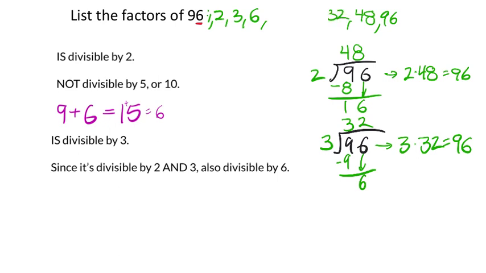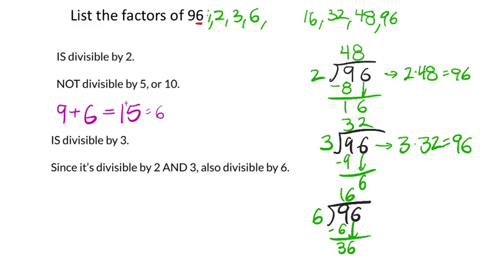Okay, let's go ahead and take 96 again and divide it by 6, then, because it should be divisible by 6. 6 goes into 9 once. 1 times 6 is 6. When I subtract, I get 3 left over. I drop the 6. 6 goes into 36 6 times. So the 6 would be paired with a 16.